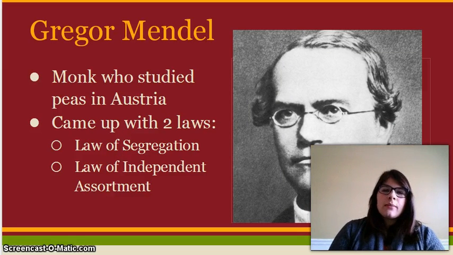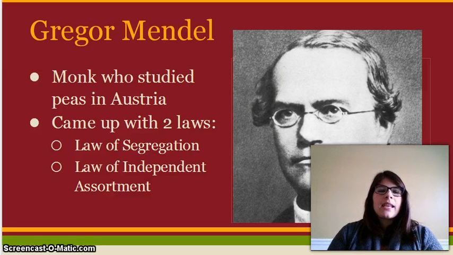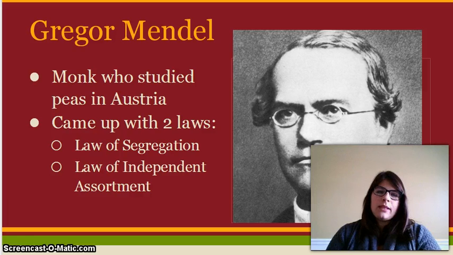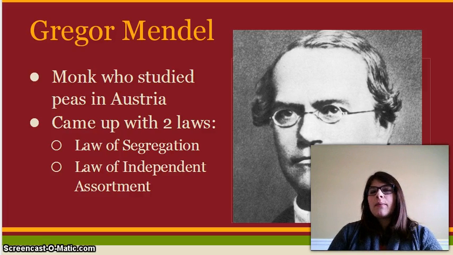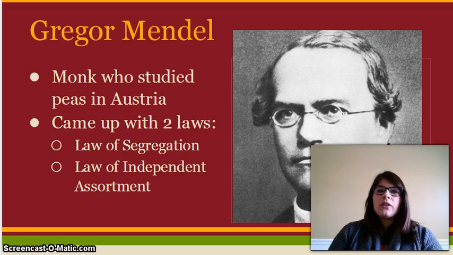Now, we talk a little bit about Gregor Mendel. He was a monk who studied peas in Austria, and he came up with two laws, the law of segregation and the law of independent assortment. Now, Gregor Mendel is very, very important to us because he's one of the first people to have discovered genetics and how we inherit our traits.